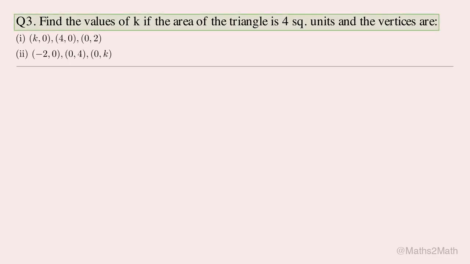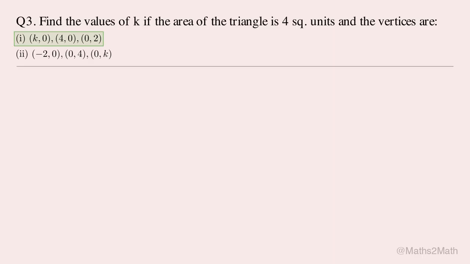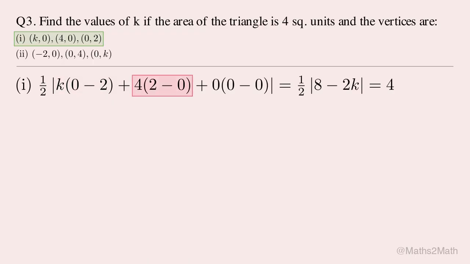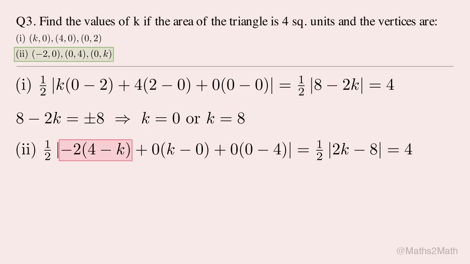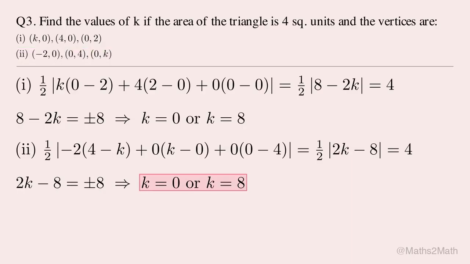Question 3 in reverse. The area is known, a vertex is not. Remember the area formula carries an absolute value, expect 2 answers. 2 triangles, each with 1 unknown coordinate k. Part 1, substitute and simplify inside the absolute value. So 8 minus 2k is plus or minus 8, giving k equals 0 or k equals 8. Part 2, substitute the second set of vertices. The same equation appears. k equals 0 or 8 again.